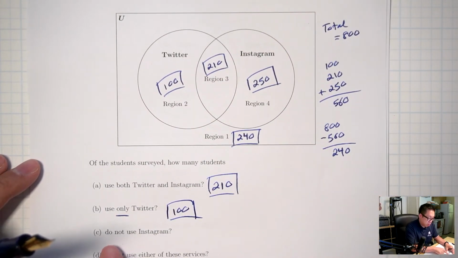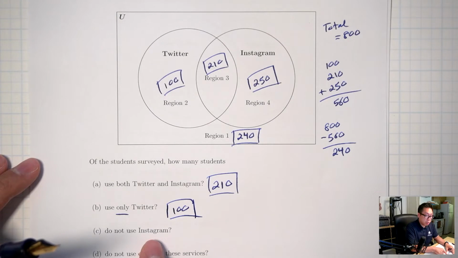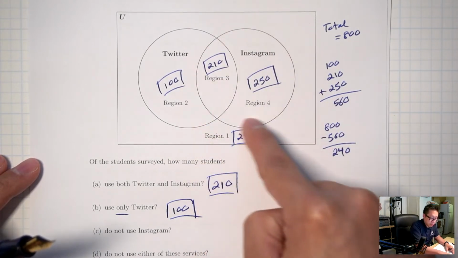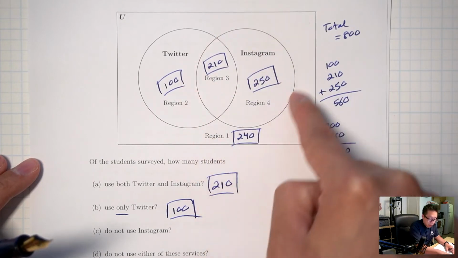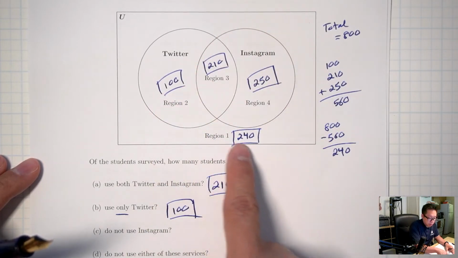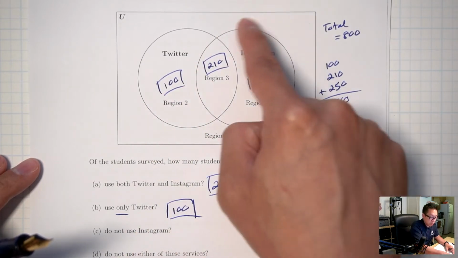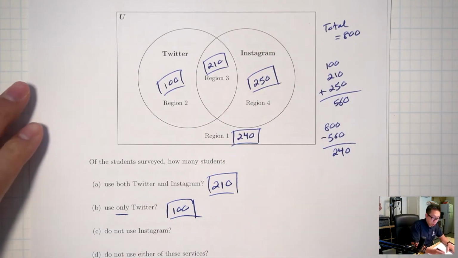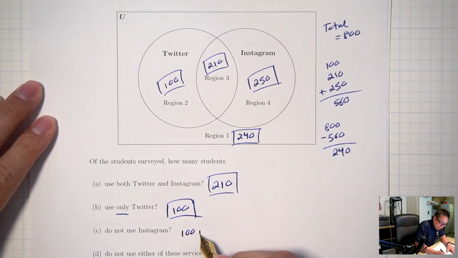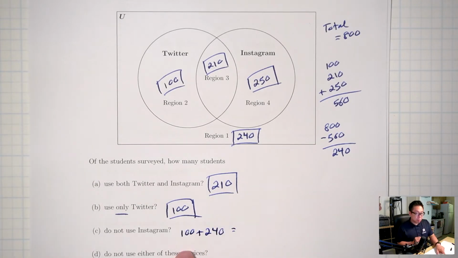How many students do not use Instagram? So do not use, that means outside of Instagram. So what numbers are outside of Instagram? Outside of Instagram would be the 100 and 240 together, right? Those are outside of Instagram. So 100 plus 240. And I don't need a calculator here. That's going to be 340.